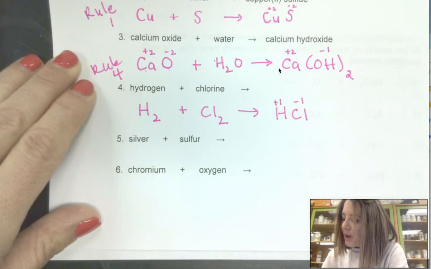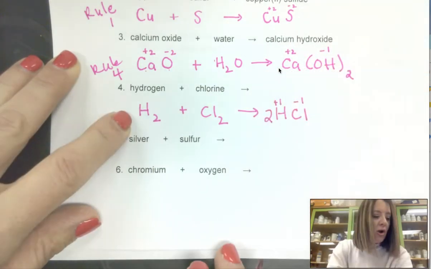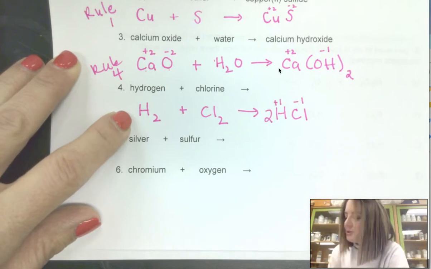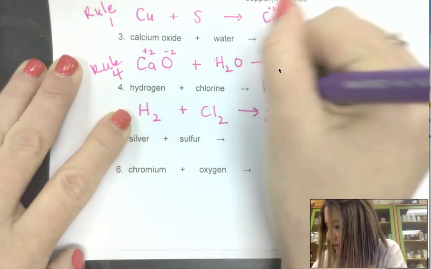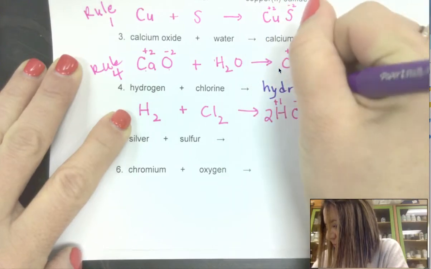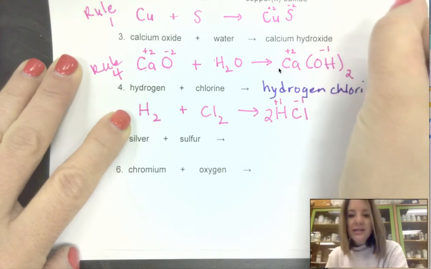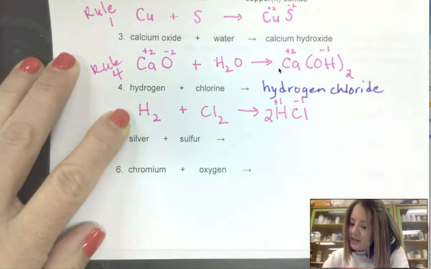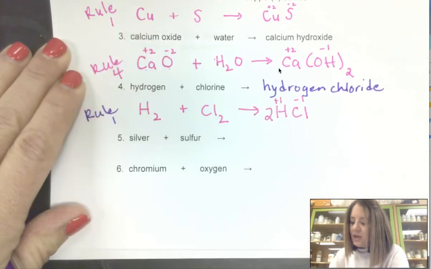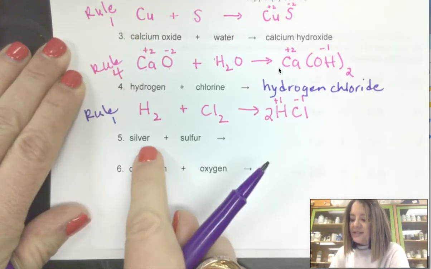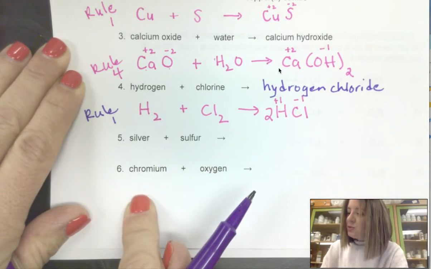I'm going to balance. I need to put a 2 out front here. So we call this hydrogen chloride. So I'll just write that down as my product name. So that, again, just corresponds to rule number 1. Number 5 and 6 are also rule number 1. Okay, let's do a couple more together.